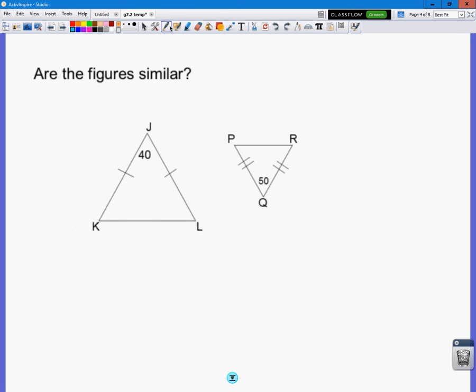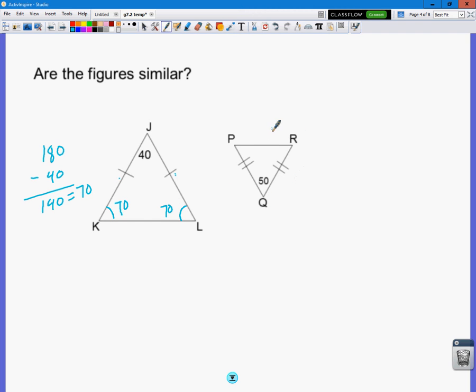Here it's asking me if these figures are similar. If you take a look at triangle JKL, it is isosceles because two of the sides are the same, which means these two angles will also be the same. There's 180 degrees in a triangle, so there's 140 left, which means the remaining angles are 70 degrees.